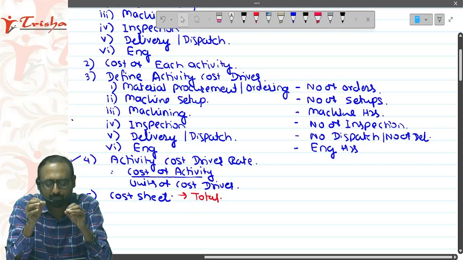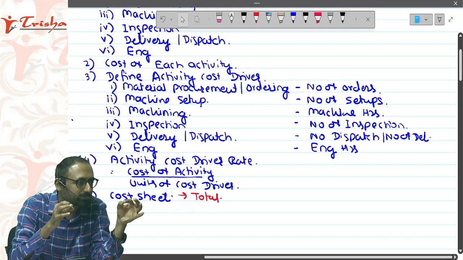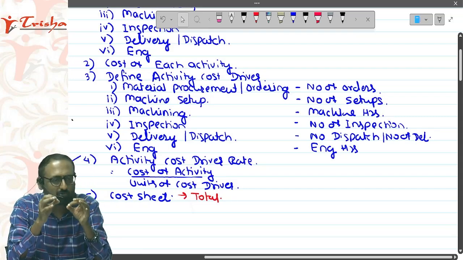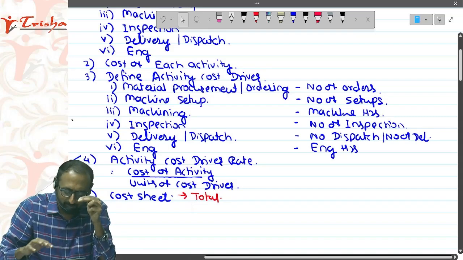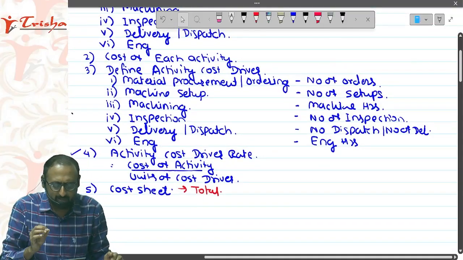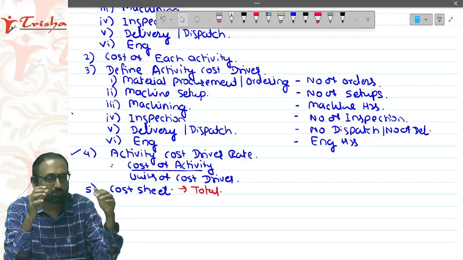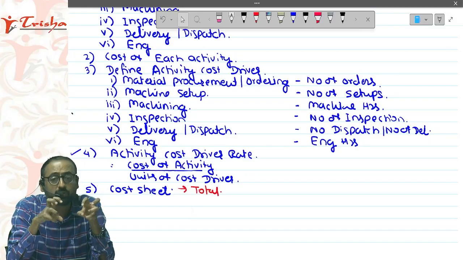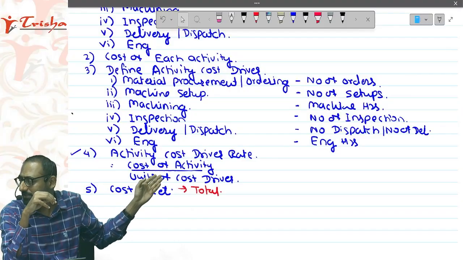Fourth step is very simple: calculate activity cost driver rate. Very simple, step number 2 divided by step number 3. What is the step number 2? Cost of each activity divided by units of cost driver. How to calculate activity cost driver rate? You can check this line.